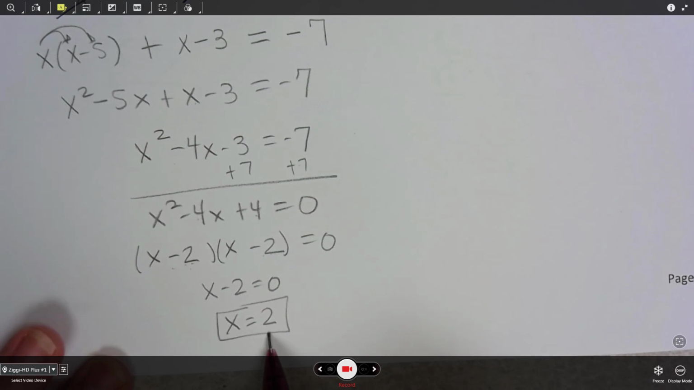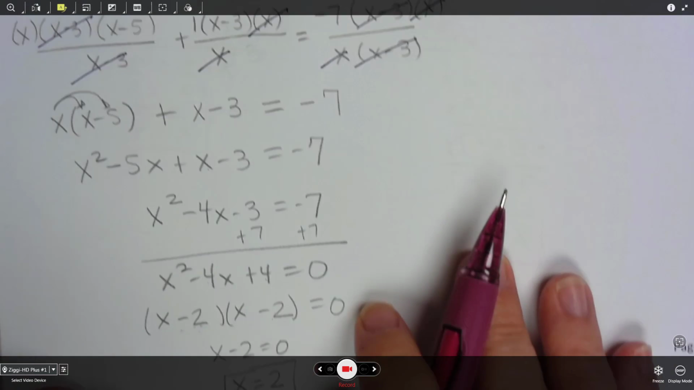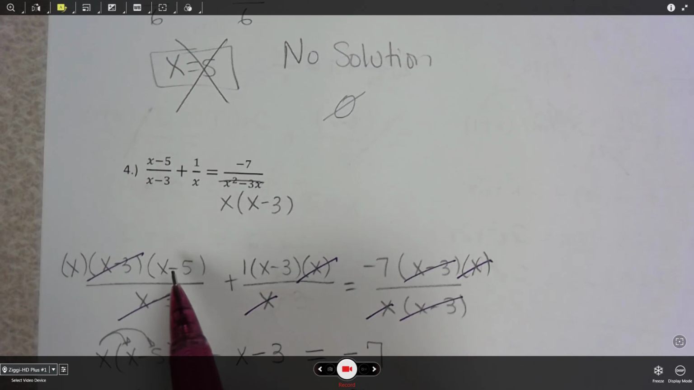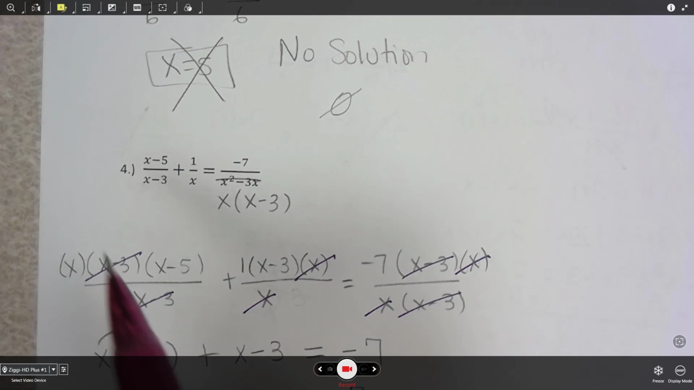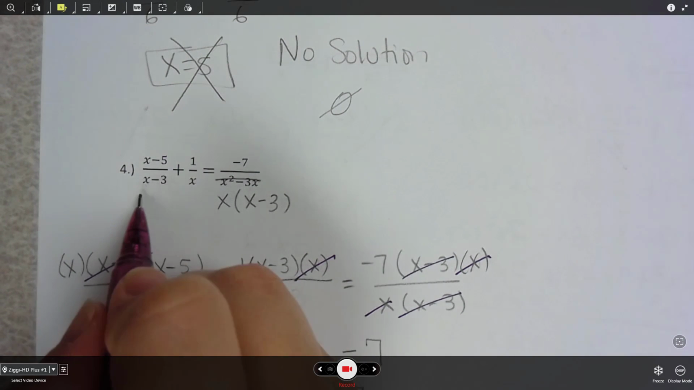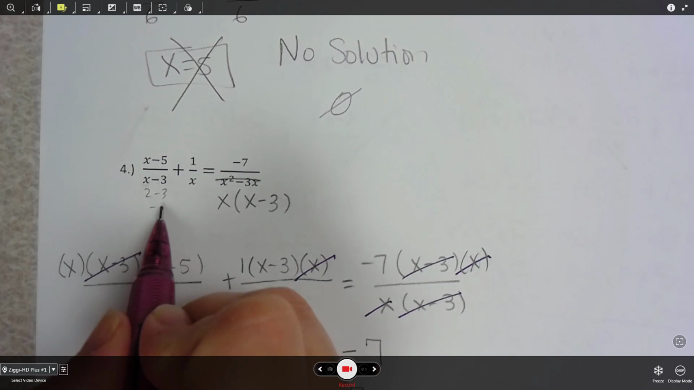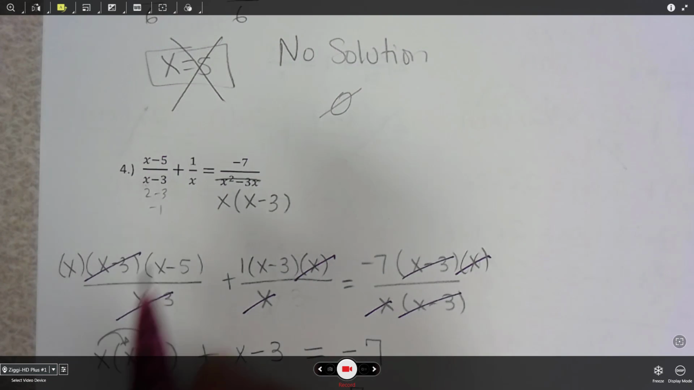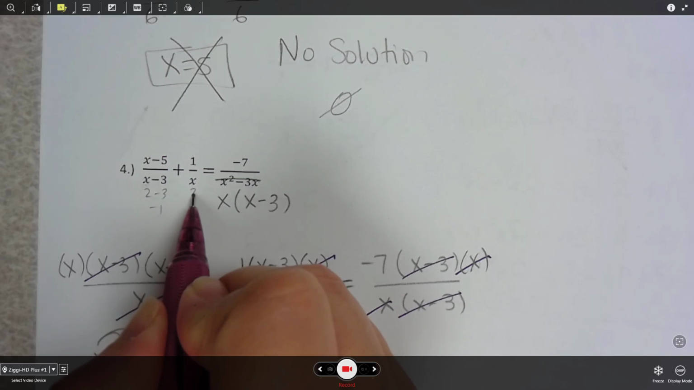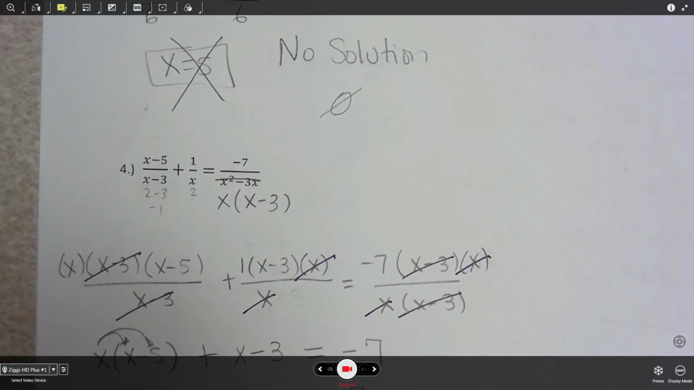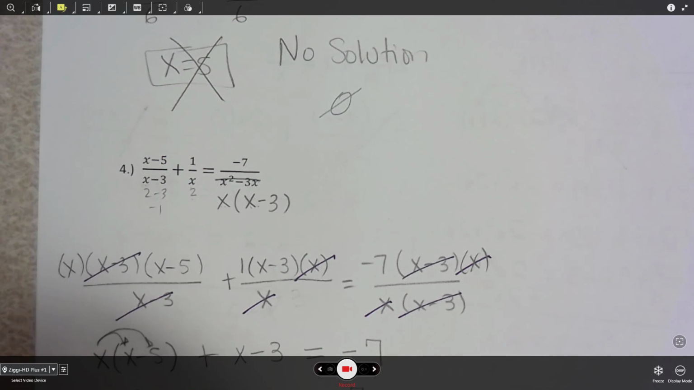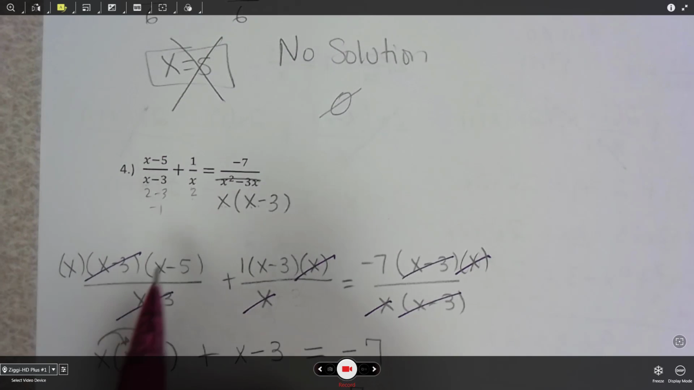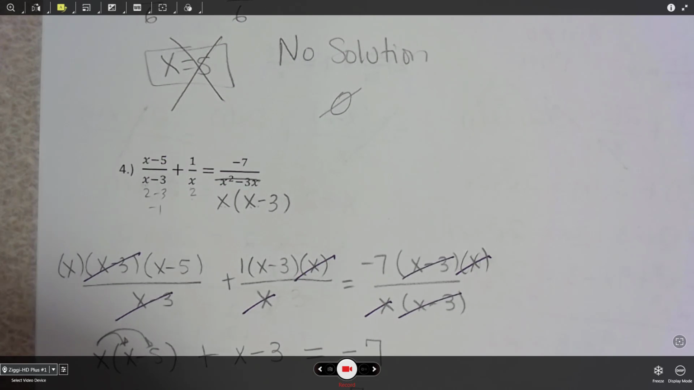All right, now that I have my solution, I want to come back to the original problem and check to make sure it does not make any of my denominators equal 0. So if I fill in a 2 here, 2 minus 3 is negative 1. That's not a 0, so it works good there. If I fill a 2 in here, that would just give me a denominator of 2. That's not a 0, so that works there. Since these two factors are the exact same as my other denominators, if it didn't make these 0, it's not going to make these 0.